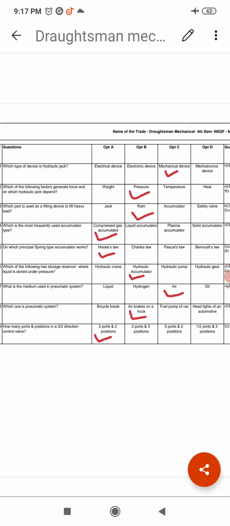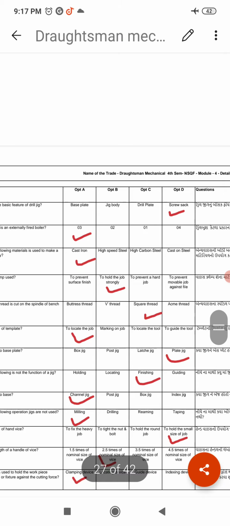Next question, what is the medium used in a pneumatic system? Answer is C, air. Which one is a pneumatic system? It's an air brake on a truck. Option B. Now, how many ports and positions are in a 3x2 direction control valve? 3 ports and 2 positions. It's the right answer.